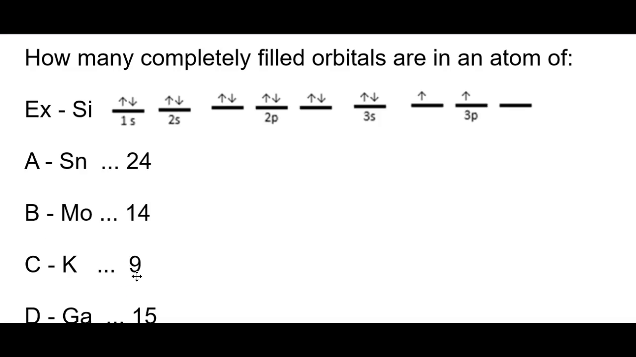How many completely filled orbitals are in an atom of silicon? Again, write your arrow diagramming out and figure out how many completely filled orbitals are in an atom of silicon. This is filled, so 1, 2, 3, 4, 5, 6. 6 is the answer. These are not filled. This is half filled, and this one's empty. Here are some for you to try.